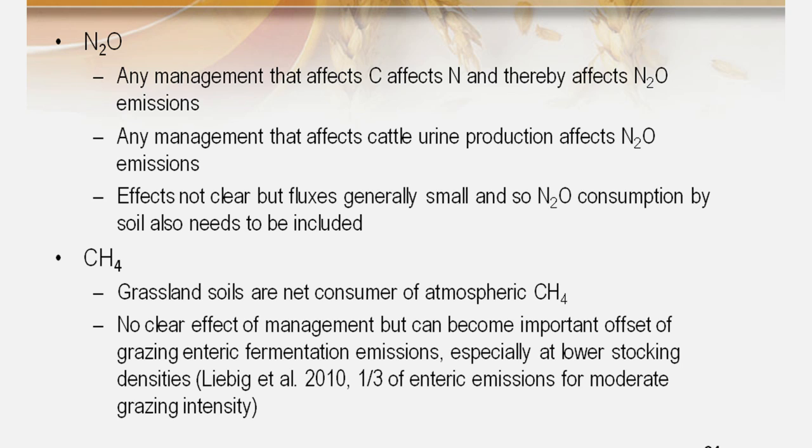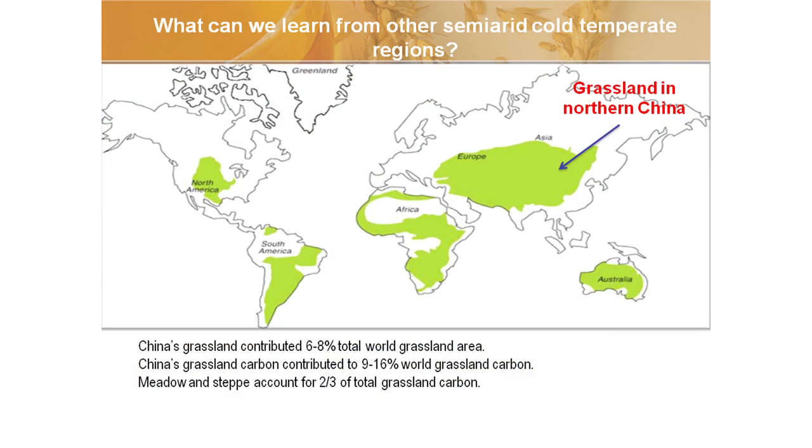For methane, grassland soils are pretty much a net consumer. In other words, they're pulling methane out of the atmosphere and consuming it. And so this can start to become important, especially when you get lower stocking rates. In the Liebig study, about a third of the enteric emissions while the animals were grazing was actually, from their measurements, being consumed by the soil. So that's an important thing. Now I'll ask you to come up and talk a little bit about what we can learn from other areas of the world. Thank you very much.